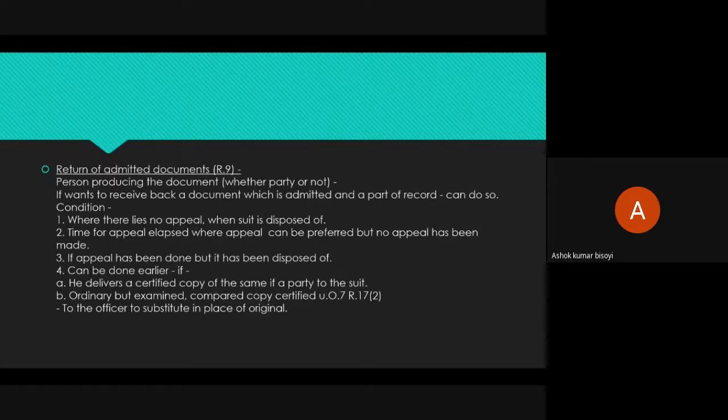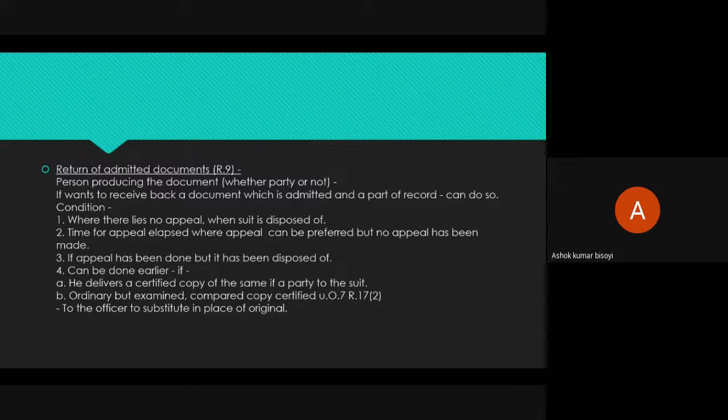Now coming to Rule 9, return of admitted documents. This is important. This is important in the sense that if you have given a document, it has become part of the record. Can you ever get it back? Once it is a part of the record now. So the rule is saying that if the person is producing the record, whoever that person might be, whether he is a party or not, that is immaterial. If he is producing the record, then he is entitled to get it back. He can get it back, even if it is admitted and has been a part of the record. Then also he is entitled to get it back.